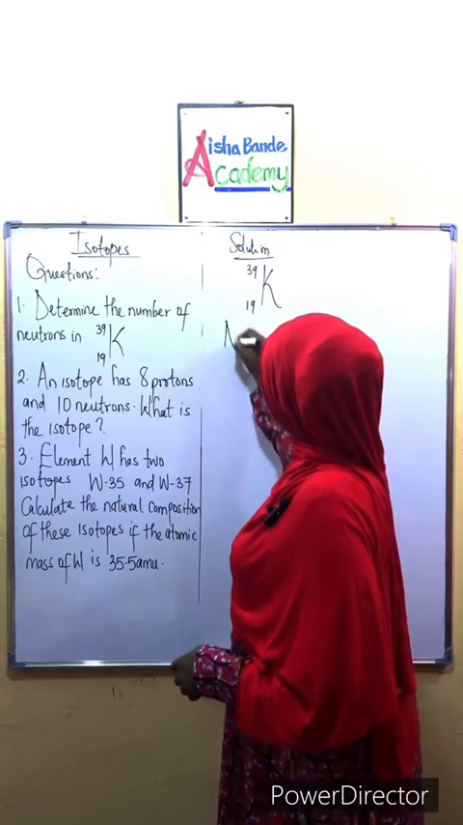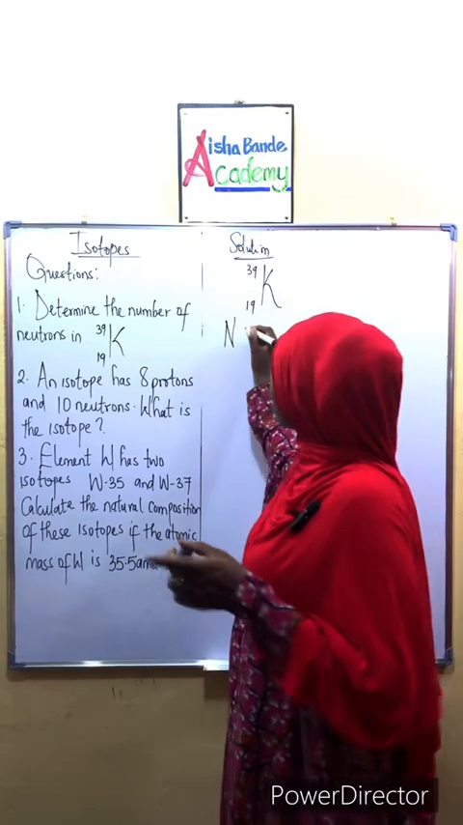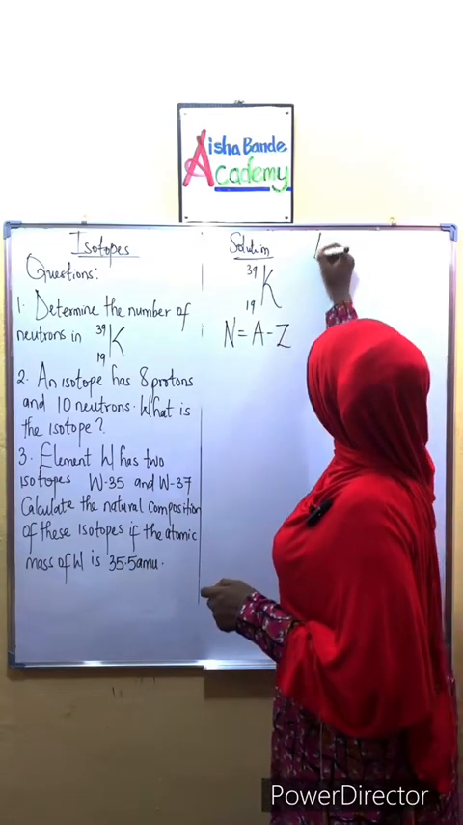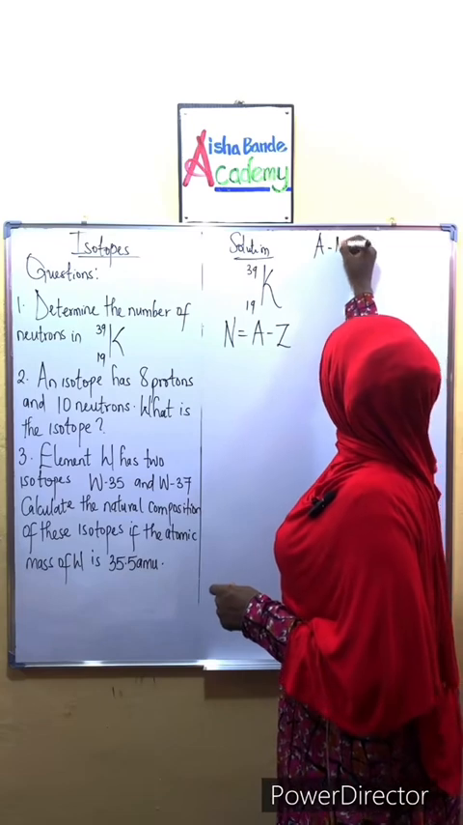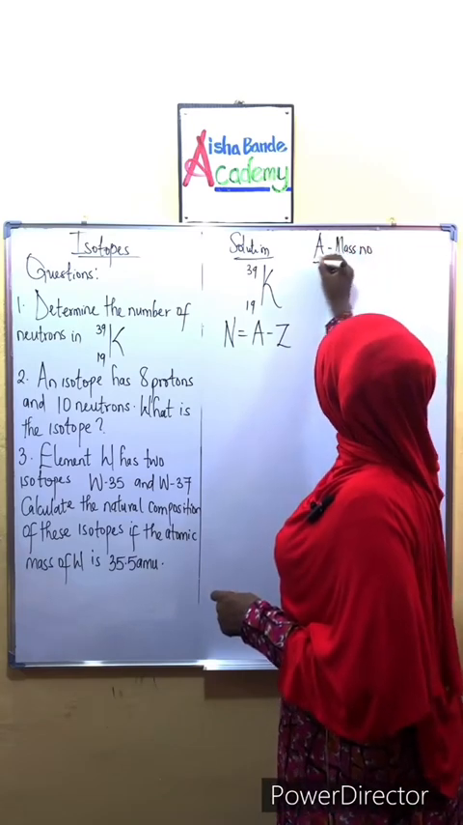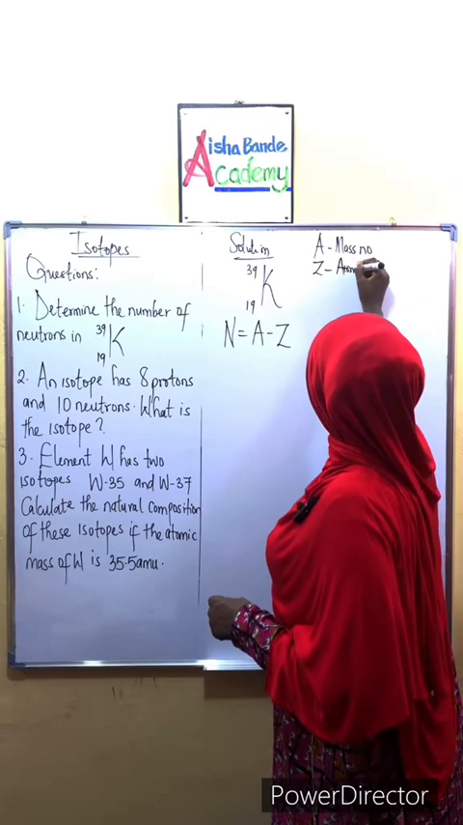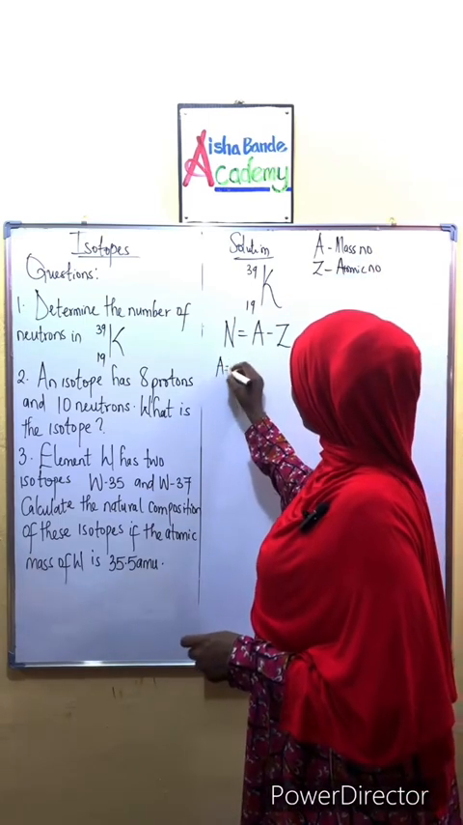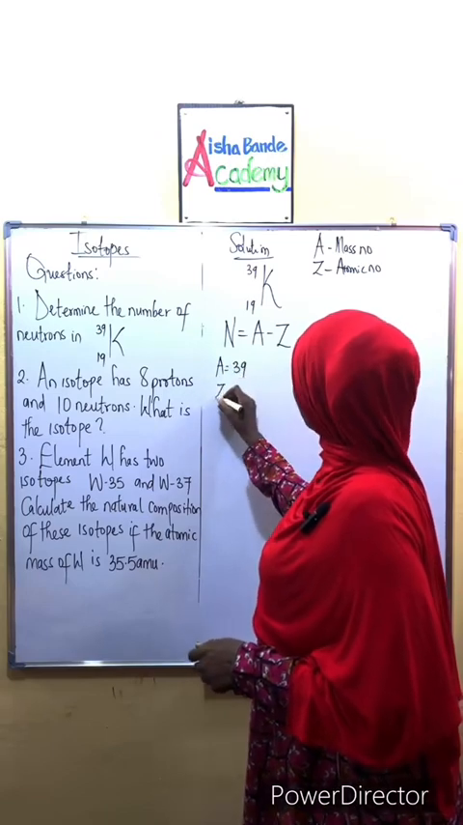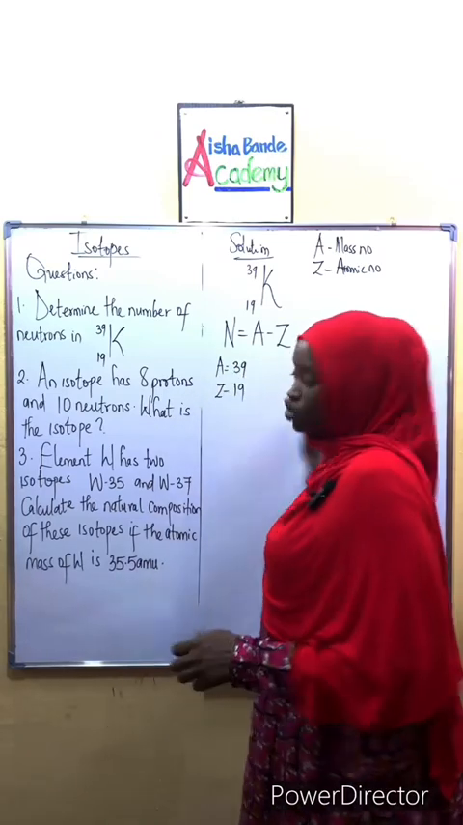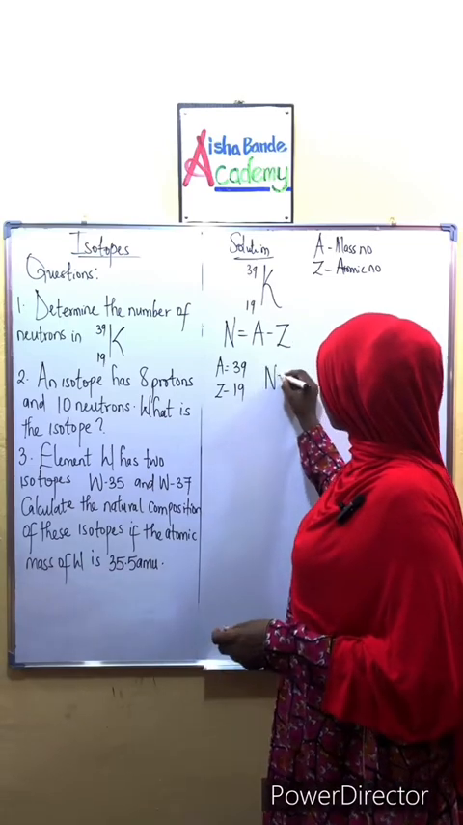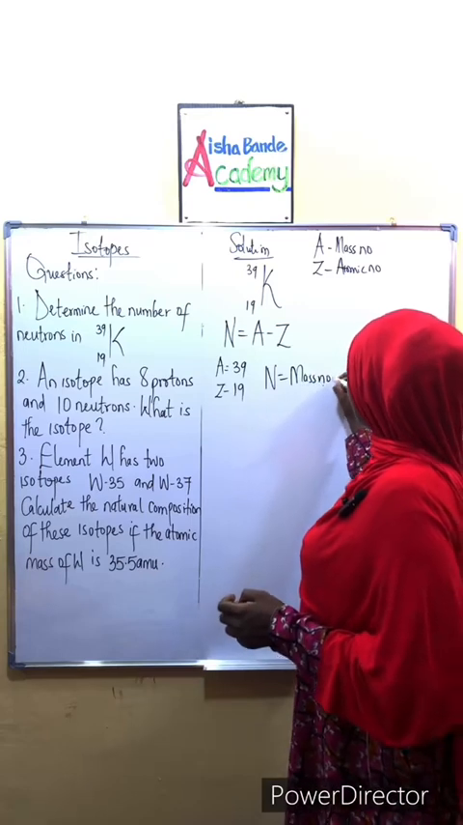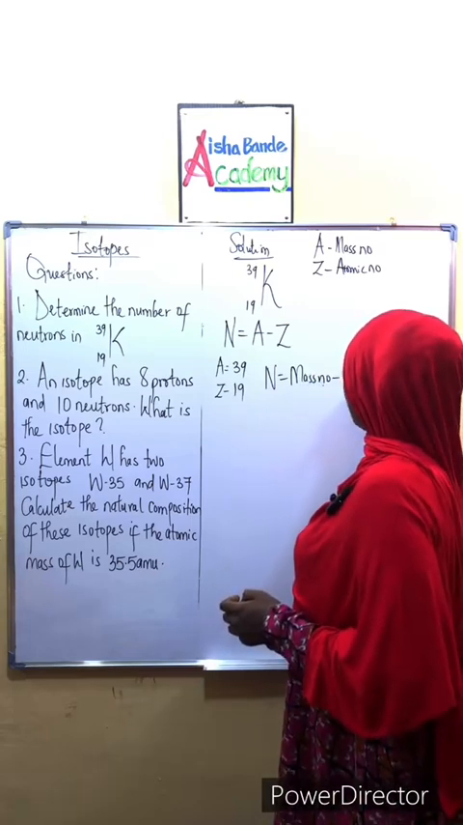So, for us to get the number of neutrons is equal to A minus Z. And remember, we said that our A is the mass number, while the Z is the atomic number. So in this case, we have the mass number A is 39 and the atomic number Z as 19. So the number of neutrons in this case, N, is going to be the mass number minus the atomic number, just as simple as that.